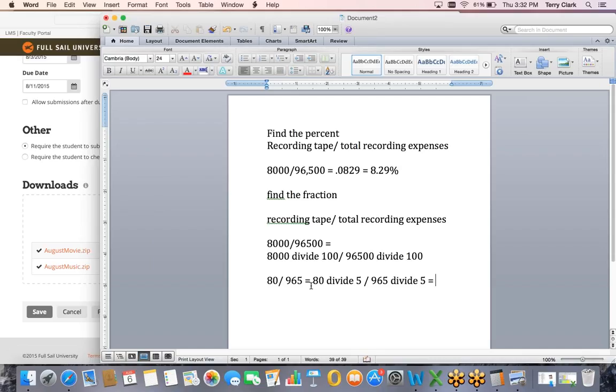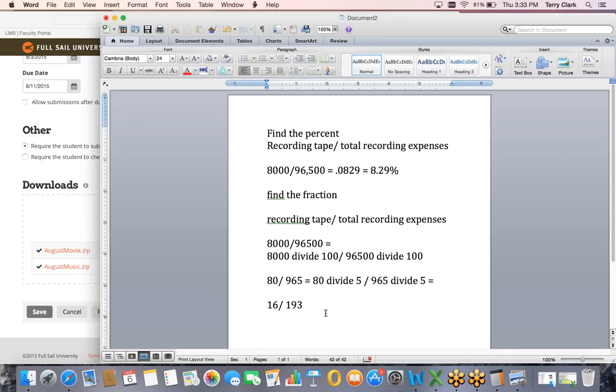And so 80 divided by 5 is going to give us 16. And let me bring it down to the next line. And then 965, 5 will go into 9 one time. Okay, that'll leave us with 46. 5 will go into 46 9 times. That'll leave us with 45. Bring down the 5, 15, 3. All right, so there we go. So that's going to be our final answer right there. 16 over 193.